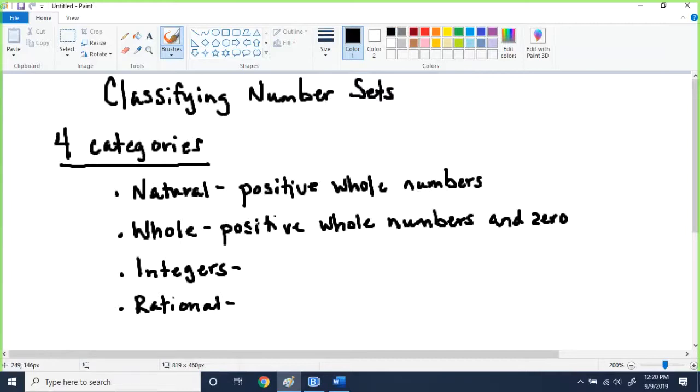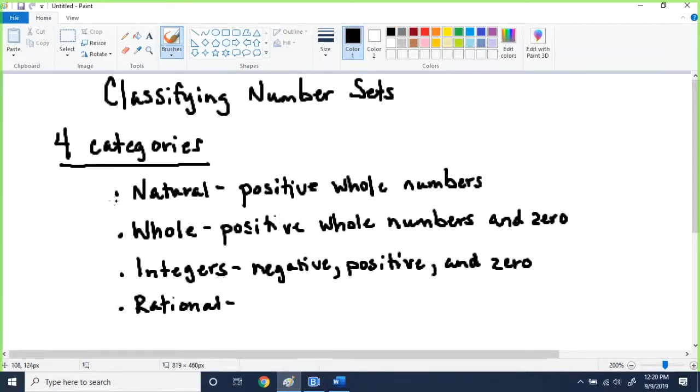Integers, you want to think of a number line. So it's the numbers on the number line that are negative, positive, and zero. So negative whole numbers, positive whole numbers, and zero.